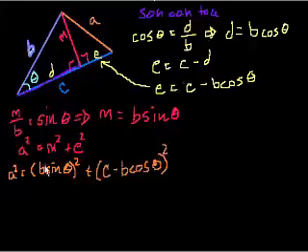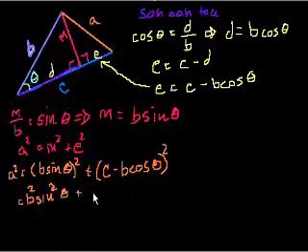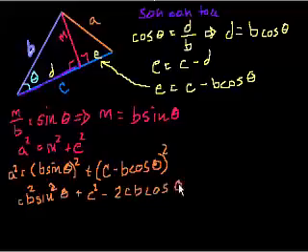Now let's just chug through some algebra. So that equals B squared sine squared theta. Sine squared theta just means sine of theta squared. Plus, and we just FOILed this out, although I don't like using FOIL, I just multiply it out, C squared minus 2CB cosine theta plus B squared cosine squared theta. I just expanded this out by multiplying it out.